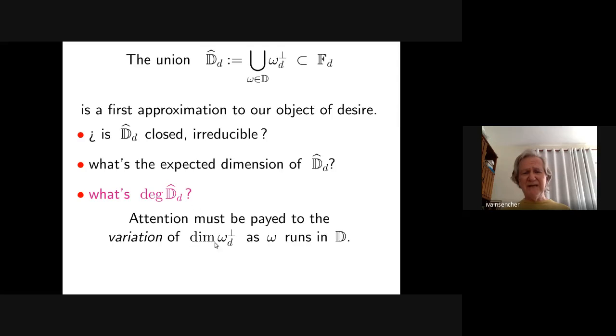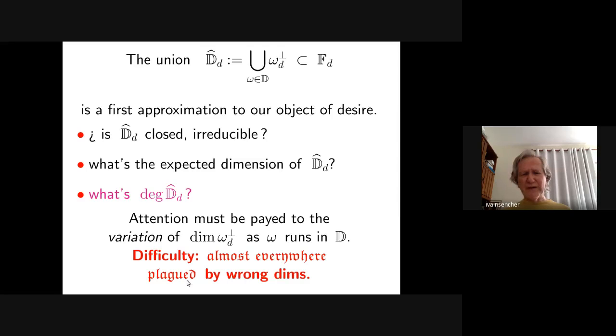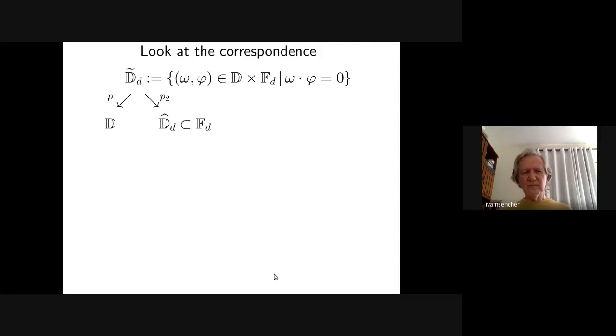Now, the problem is that as you vary omega, as you vary the distribution, the space of foliations orthogonal to the distribution, the dimension jumps, as we'll see in a moment. So that's the difficulty. It's almost everywhere plagued by wrong dims. Wrong dims is something that forbids us to use techniques of intersection theory. So, as we're doing with the case of discriminant, we look at the correspondence, a distribution and a foliation, which is orthogonal to this distribution. So that's the natural guide to look at, because the equation here is bilinear.